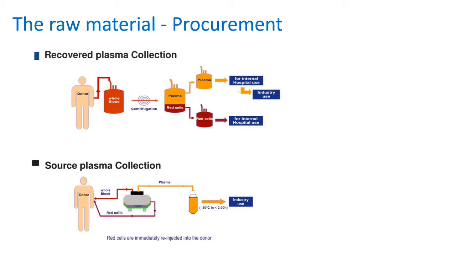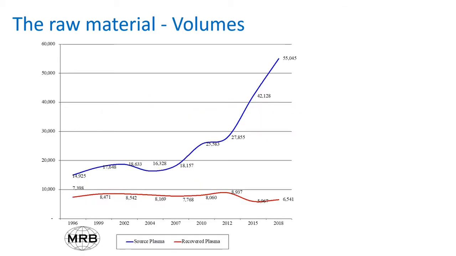We call this recovered plasma. It is an entirely valid and good quality material to be sent for fractionation. And then there is source plasma, which is extracted from donors using the process of plasmapheresis, whereby the red cells are returned to the donor, the plasma is generated on its own, and this allows much more frequent and higher volumes of plasma to be collected than with recovered plasma procurement.